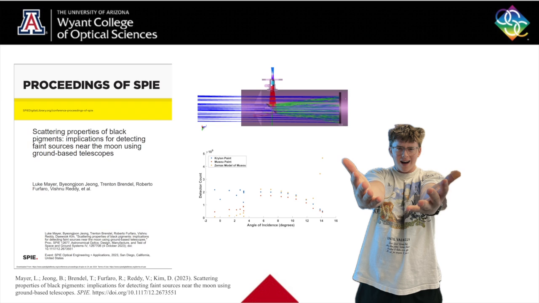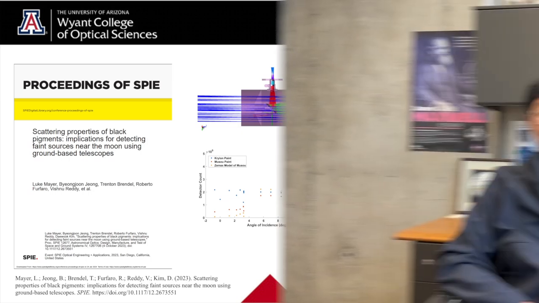One such project that is currently being worked on in the group is Luke Mayer's Scattering Properties of Black Pigments project. In this project, he uses computerized models along with experimental data from a real telescope to study the effectiveness of different black paints on the mitigation of stray light. It is absolutely the most important skill set, one of them.